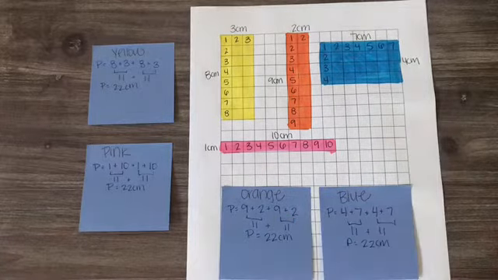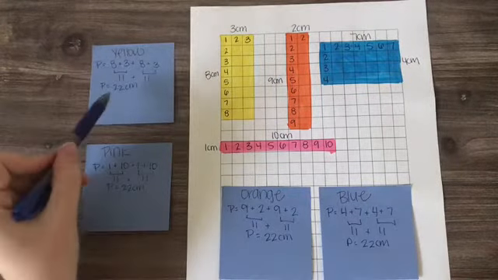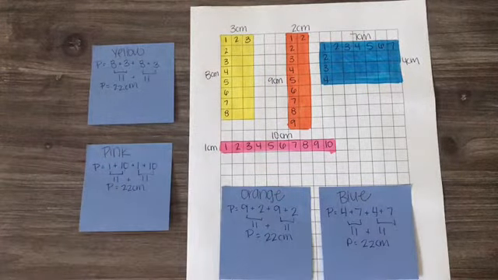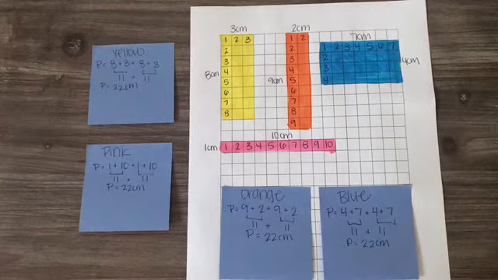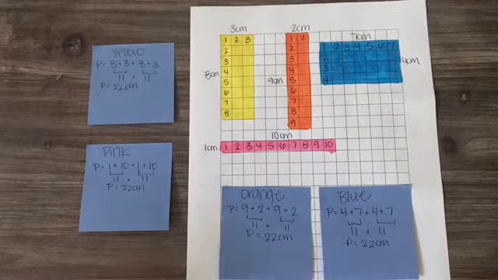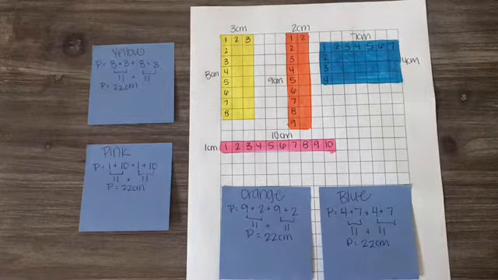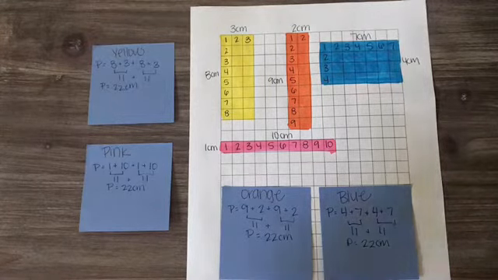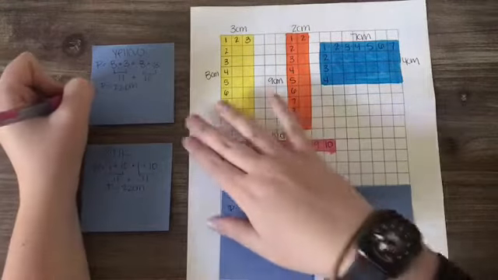All right. Do you notice how each of these shapes look totally different? But look, they all have the same perimeter. Isn't that crazy? Now, I'm kind of curious. Do you think that they have the same or different area? I don't know, but I think we should find out. So I'm going to grab my pink pen and we're going to do the exact same thing, but with area.